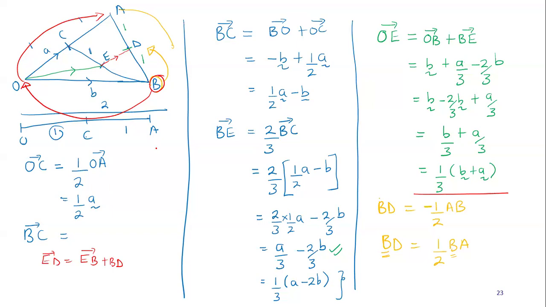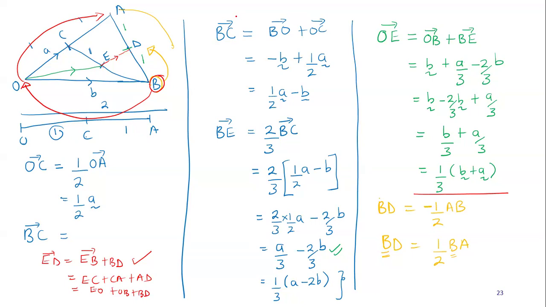I've said there are three paths you can use. Someone may decide to use this. Another person can decide to say E to C plus C to A plus A to D. That one is also okay. Another person can decide to say E to O plus O to B plus B to D. As long as you follow the right path that moves you from one starting point to the ending point.